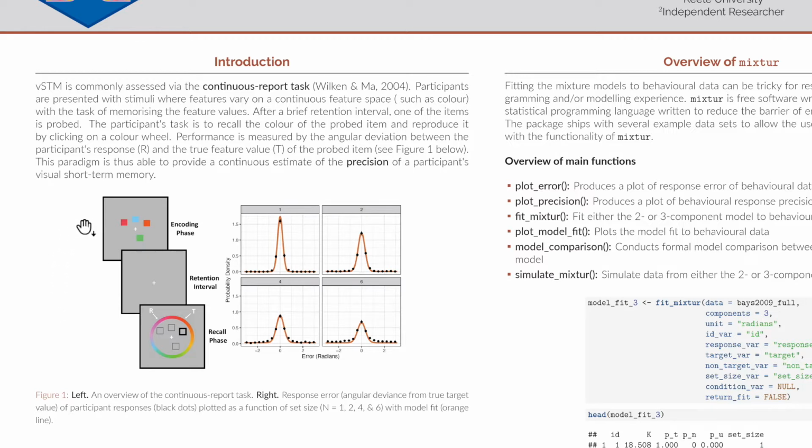At an encoding screen, participants are presented with a series of coloured objects, in this case 4 coloured squares, with the task of memorising the colours and the locations of those colours. These stimuli will then disappear, and a short while later, participants will be probed to recall the colour of one of the particular items that they saw at the encoding phase. The novel aspect of the continuous report task is that participants select their response from a continuous colour wheel.